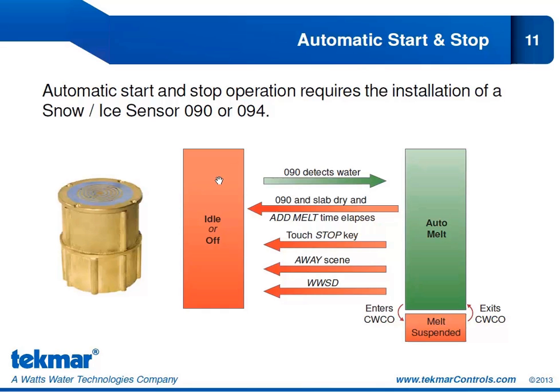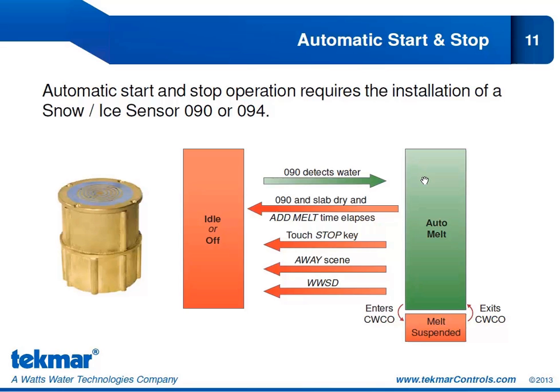So how do we move from the idle or off position into a melt state? Well, the automatic way of doing so would be for the 090 or 094 to detect water. When it detects moisture, right away we automatically start a melt cycle.